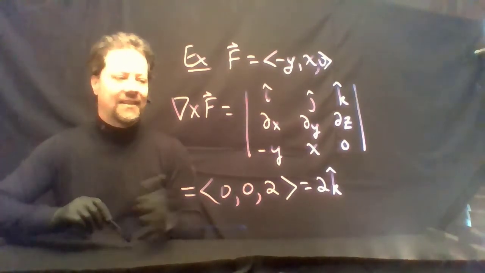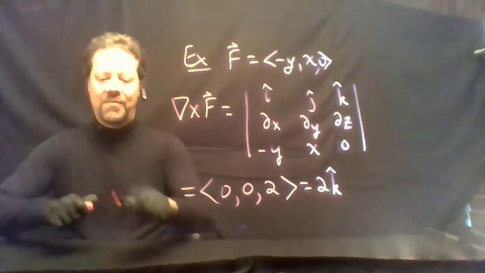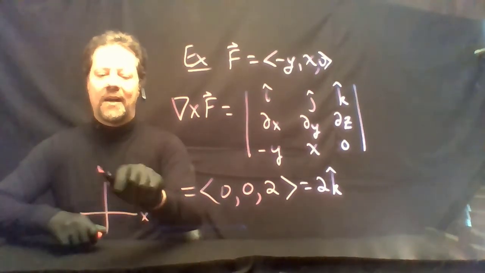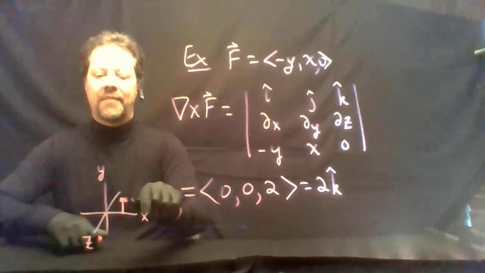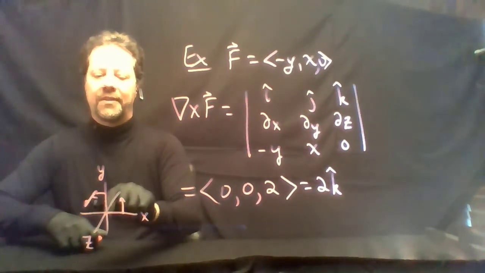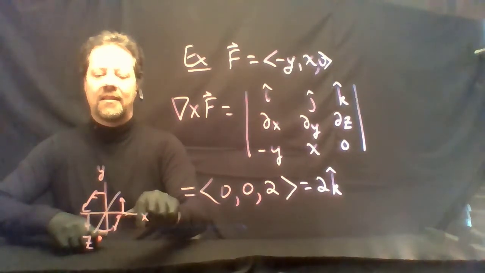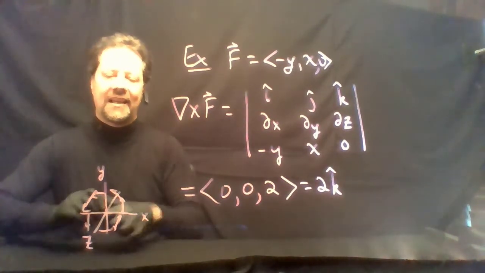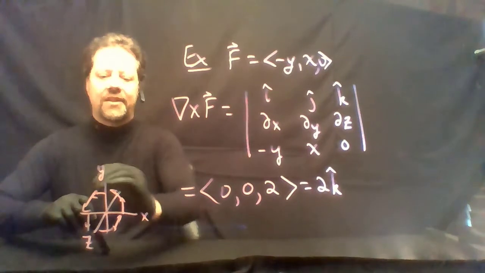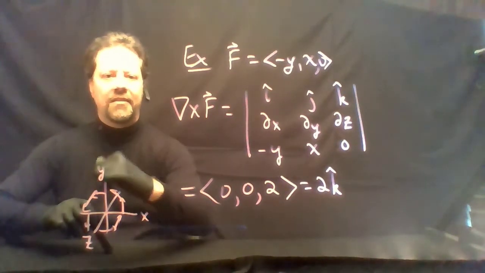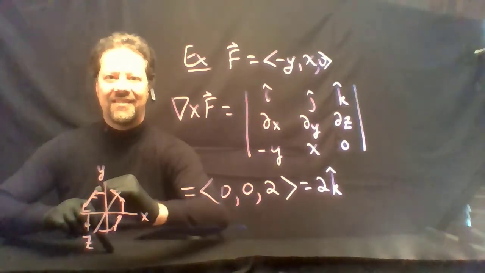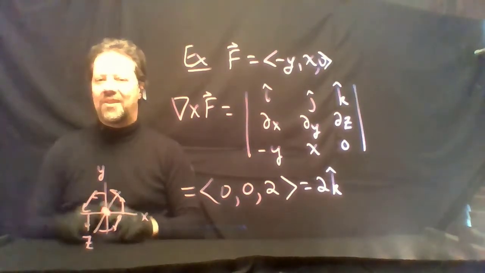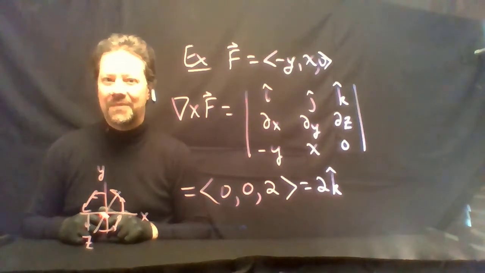In fact, if we have the x and y coordinates like this with the z coordinate poking out this way, remember that our vector field went around like this. If you take your right hand and curl your fingers in the direction of the rotation of the vector field, your thumb will point in the direction of the curl. That's called the right hand rule. We're going to make the following definition.